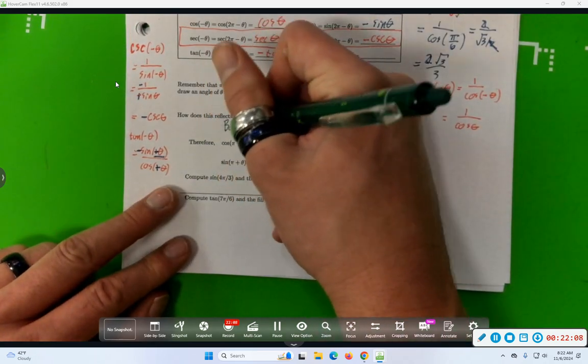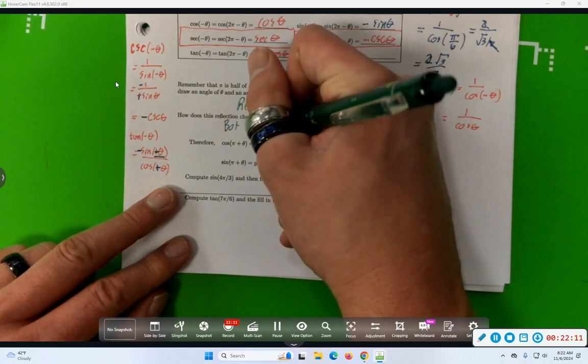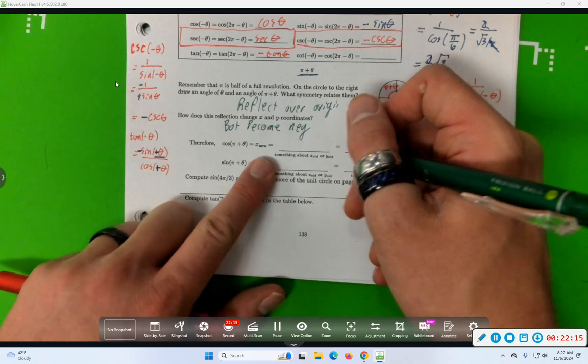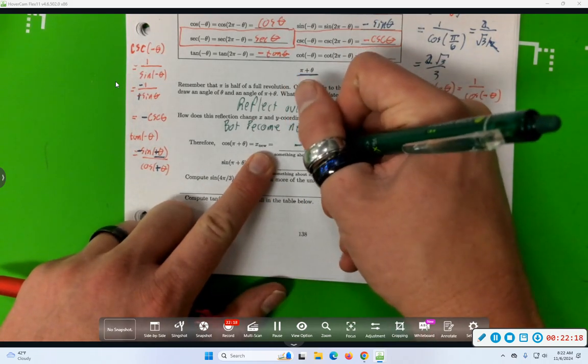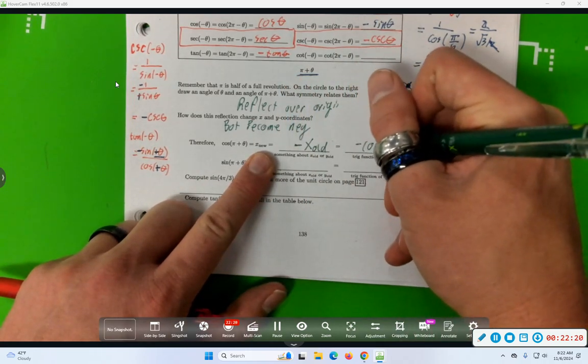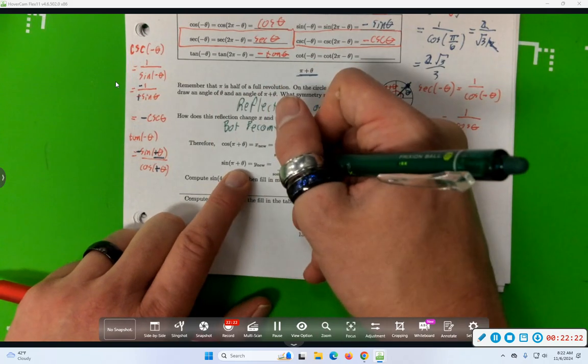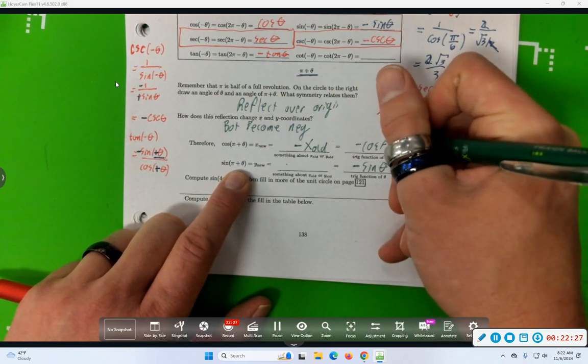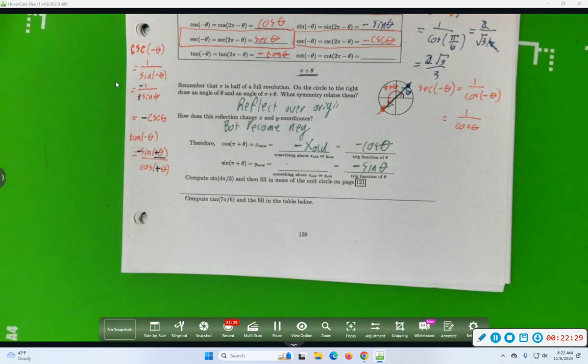Both x and y become negative. So cosine of pi plus theta is the new x value, is the same as negative the old x value. That's negative cosine theta. Sine of pi plus theta is the same as negative sine theta. So whenever you add pi to an angle, you replace that angle by the same angle but reflected over the origin. That makes sine and cosine negative. That seems sensible enough?